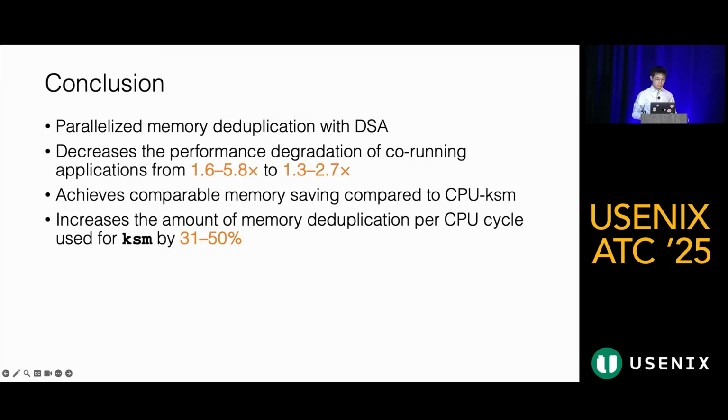So to wrap up, Para-ksm transforms the current memory deduplication mechanism from a sequential way to a more parallelized version. Together with DSA-based offloading, Para-ksm succeeds in offloading operations more efficiently. Specifically, Para-ksm can decrease the performance degradation, achieve comparable memory saving performance, and also increase the memory deduplication efficiency. Overall, Para-ksm is a very practical hardware-software co-design that makes memory deduplication faster and more scalable.